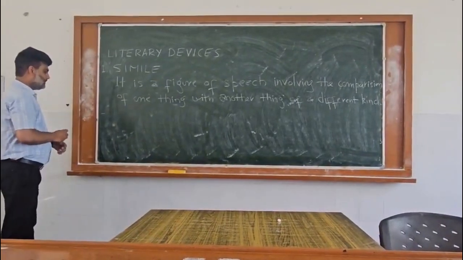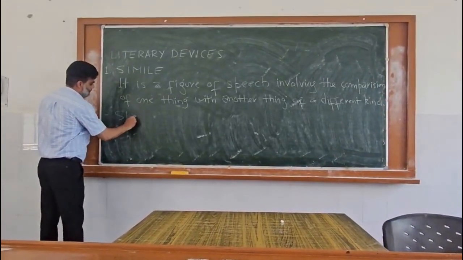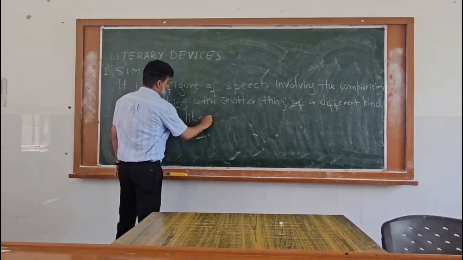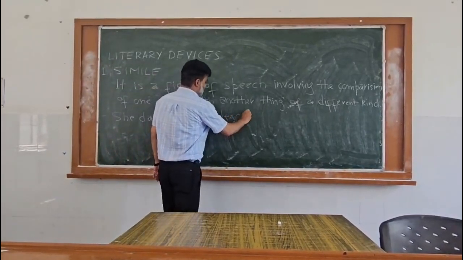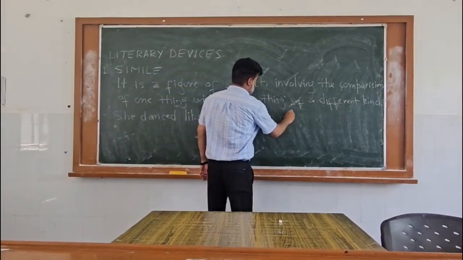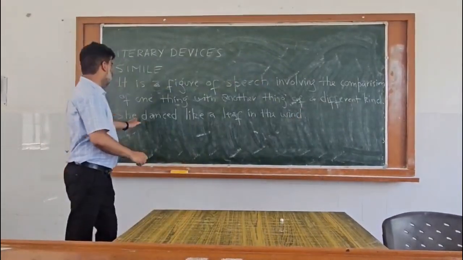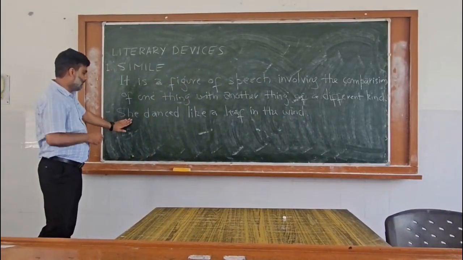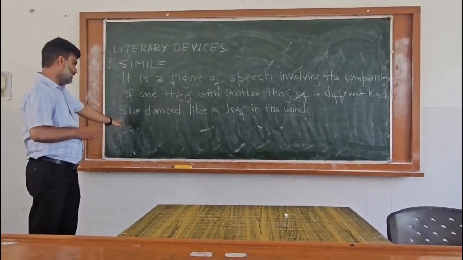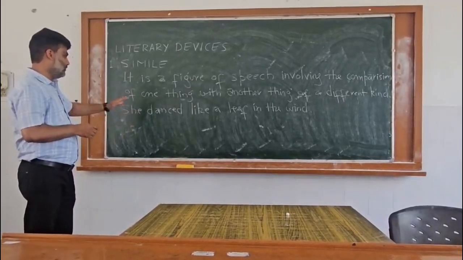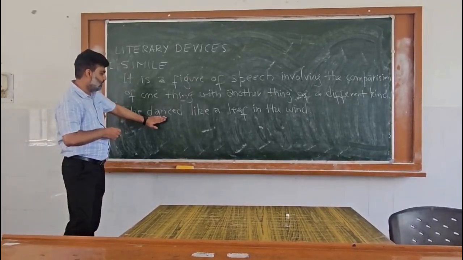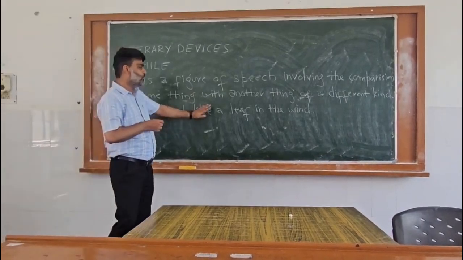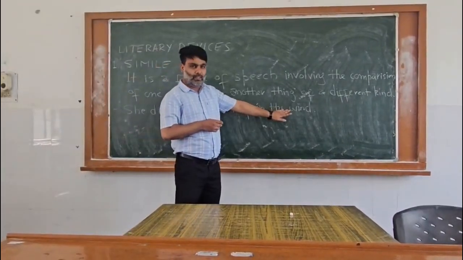Example number 1. She danced like a leaf in the wind. Where the dance of this girl has been compared to what? It has been compared to the movement of a leaf in the wind.